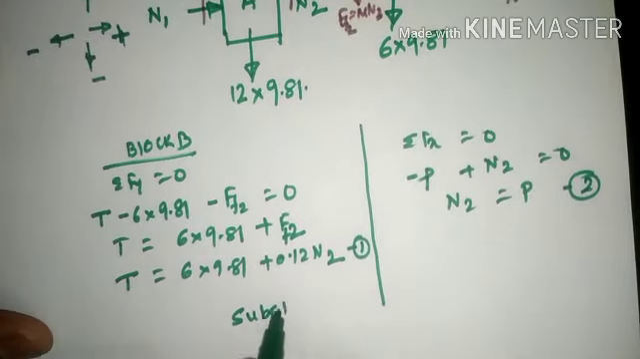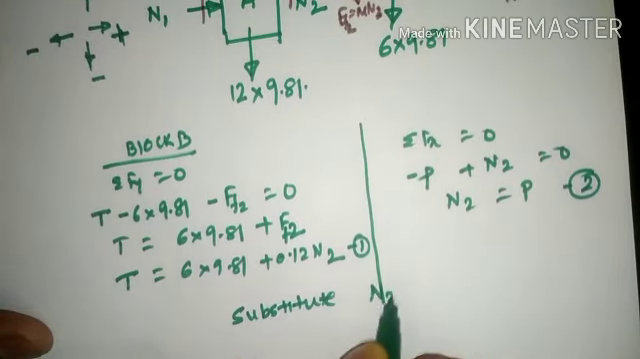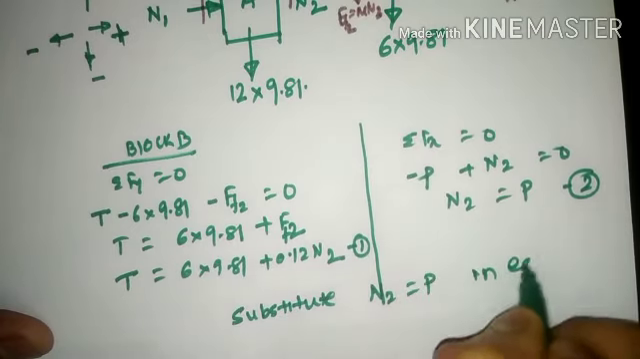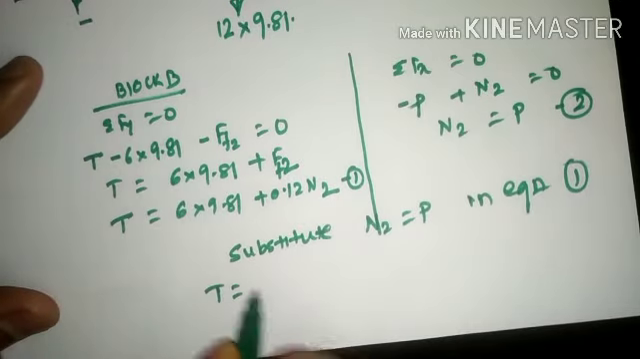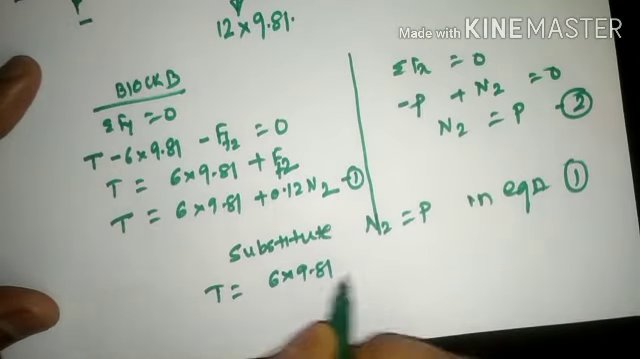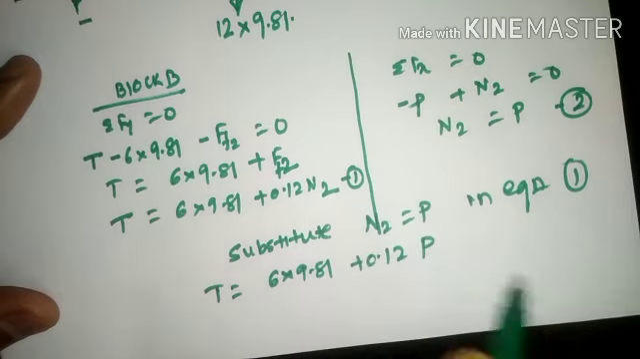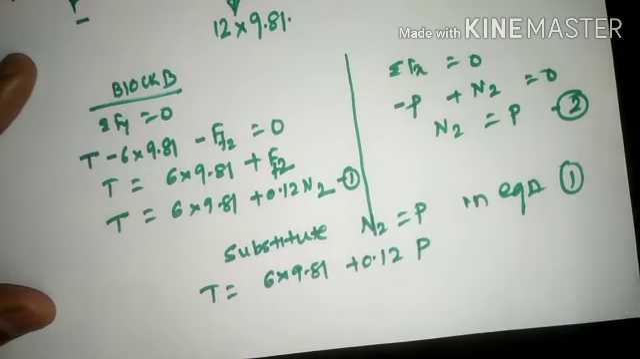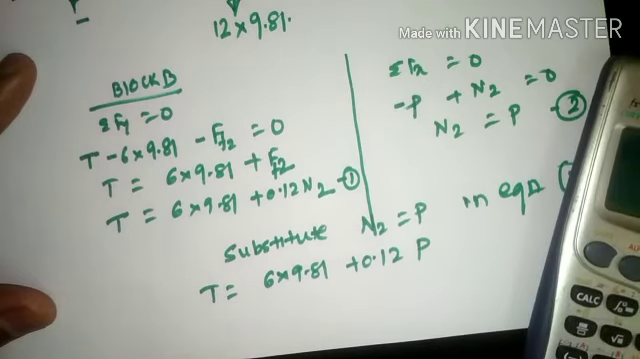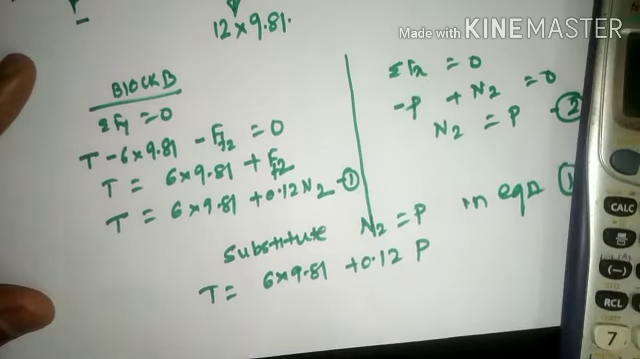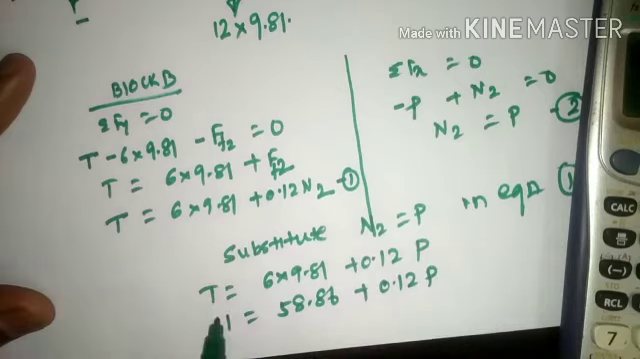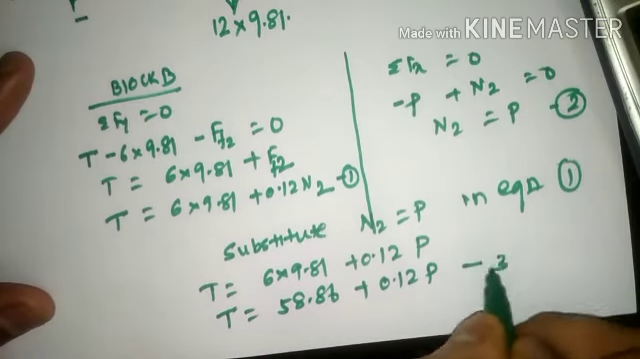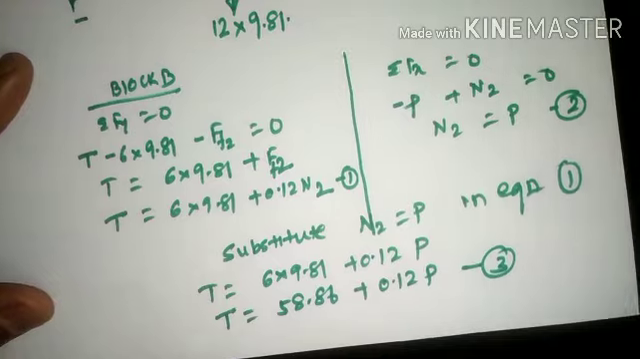Substitute N2 is equal to P in equation 1. If I substitute N2 is equal to P in equation 1, T will be equal to 6 into 9.81 plus 0.12 times P. As a result, T will come out to 58.86 plus 0.12 times P. So name this as equation number 3. You keep it as it is.